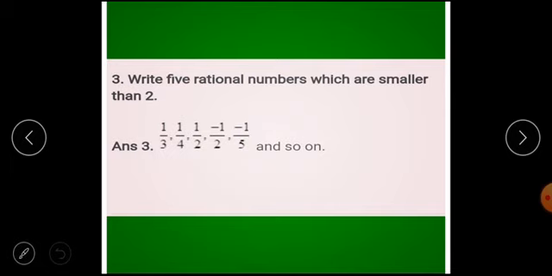Our third question of exercise 1.2 is: write 5 rational numbers which are smaller than 2. It's a very simple question. We have to write down the rational numbers which are smaller than 2. So we can note down any 5 rational numbers which are smaller than 2, like 1 by 3, 1 by 4, 1 by 2, minus 1 by 2, minus 1 by 5 and so on. There are so many numbers. You can write down any 5 numbers which are less than 2.